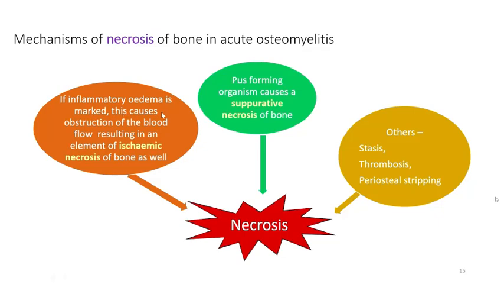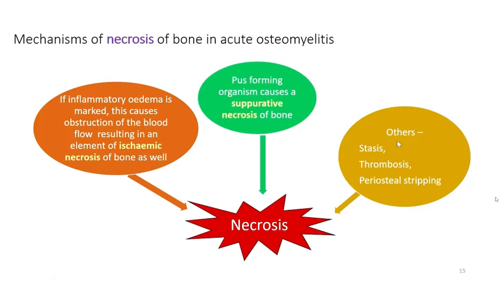First, if the inflammatory edema is marked, it causes obstruction of the blood flow, resulting in an element of ischemic necrosis, because due to edema, it will obstruct the blood flow into the bone, causing ischemia. In addition, these pus-forming organisms and also acute inflammatory mediators may lead to suppuration and necrosis of the bone, dissolution of the bone within that area. Those are the two main mechanisms of necrosis in acute osteomyelitis.